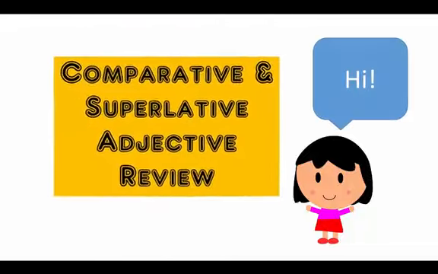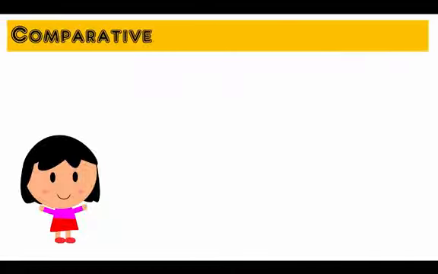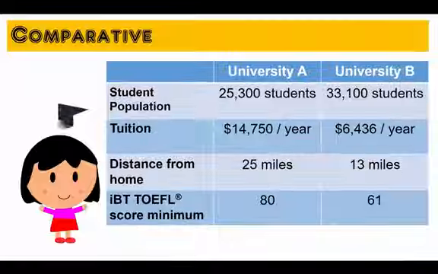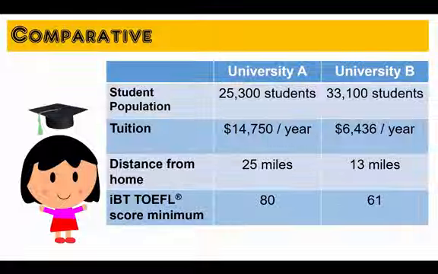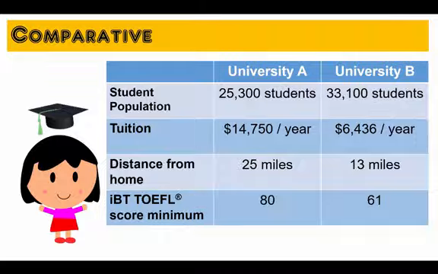Hi! Today we will do a quick review on comparative and superlative adjectives. Let's look at the comparative first. Imagine that I have to choose between two universities, University A and University B. I chose some features that are important to me when I choose a school. We have student population, tuition, distance from home, and the IBT TOEFL score minimum.